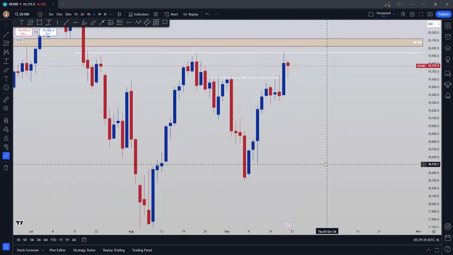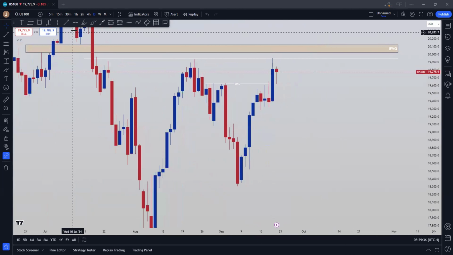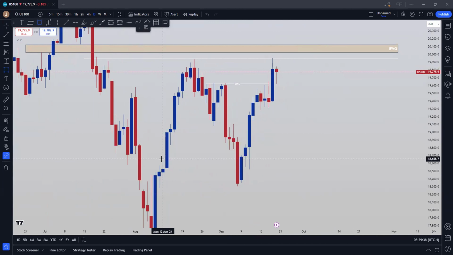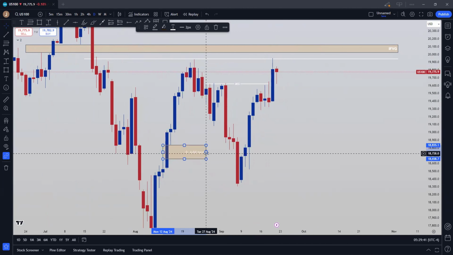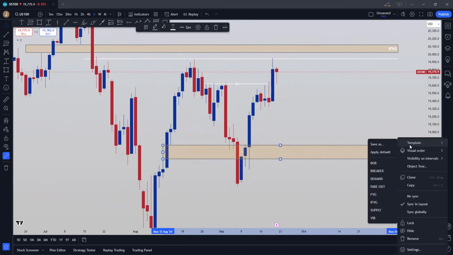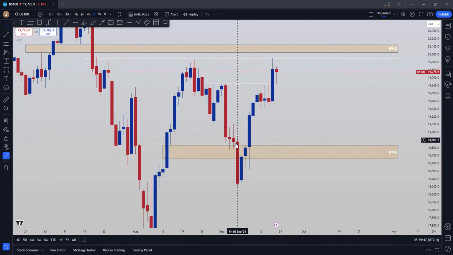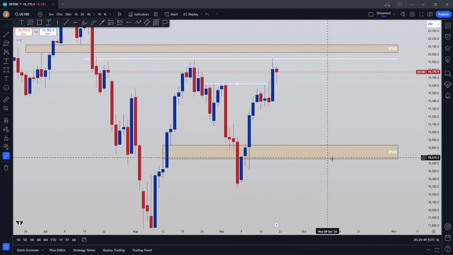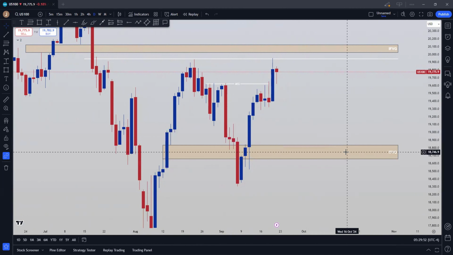So points of interest are still going to remain the same. On the daily time frame, my points of interest are still going to remain the same. We have the inversion fair value gap right over there, which is untested, right? I'm still going to keep that area up.